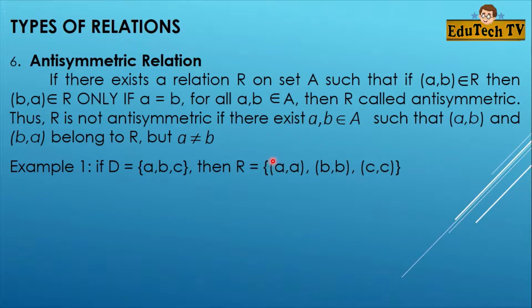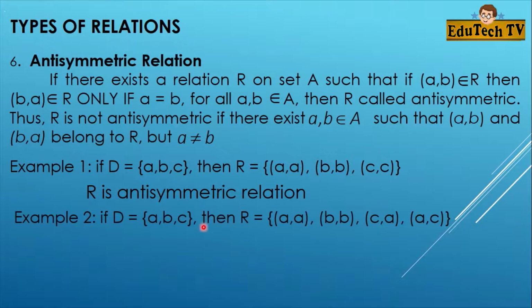Now, AA, pag binaliktad natin is AA. So, pasok pa rin siya. And also, A is equal to A. Also with BB, pag binaliktad is still BB. And B is equal to B. Also with this ordered pair CC, pag binaliktad CC pa rin. And then, they are also equal. So, since this relation satisfies this condition, then this R, which is a relation, is anti-symmetric.